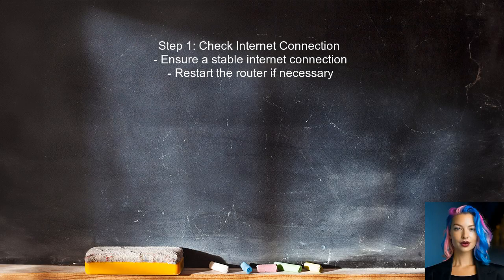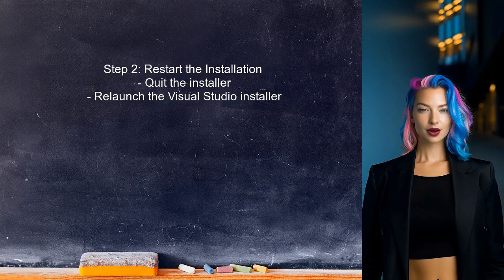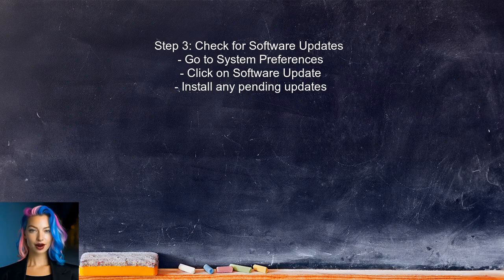To begin resolving the issue with Visual Studio for Mac hanging on the finishing installation stage, the user should first check their internet connection. A stable connection is crucial for the installation process. Next, the user should try restarting the installation process. They can do this by quitting the installer and then relaunching it to see if it completes successfully. If the installation still hangs, the user should check for any pending software updates on their Mac. Sometimes, system updates can interfere with installations.